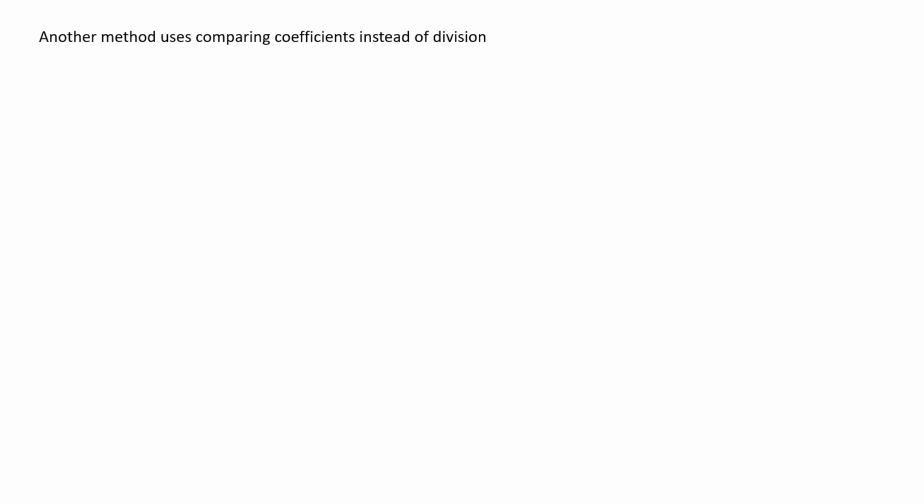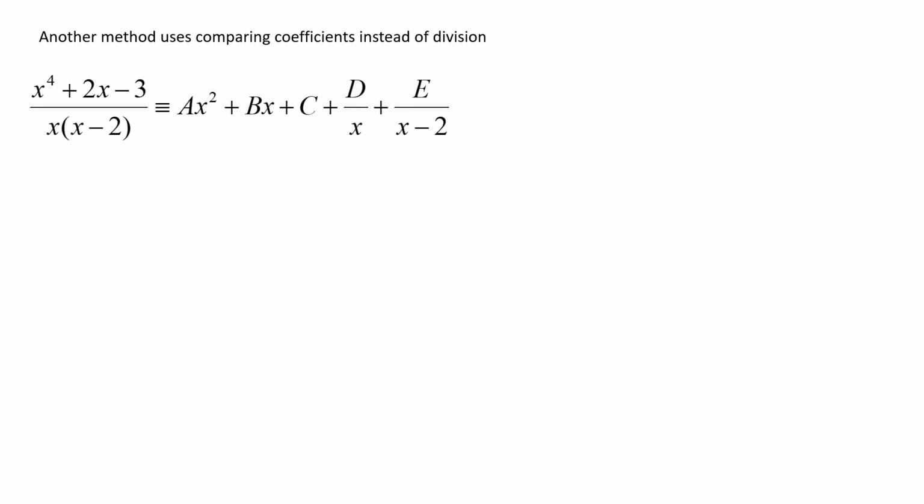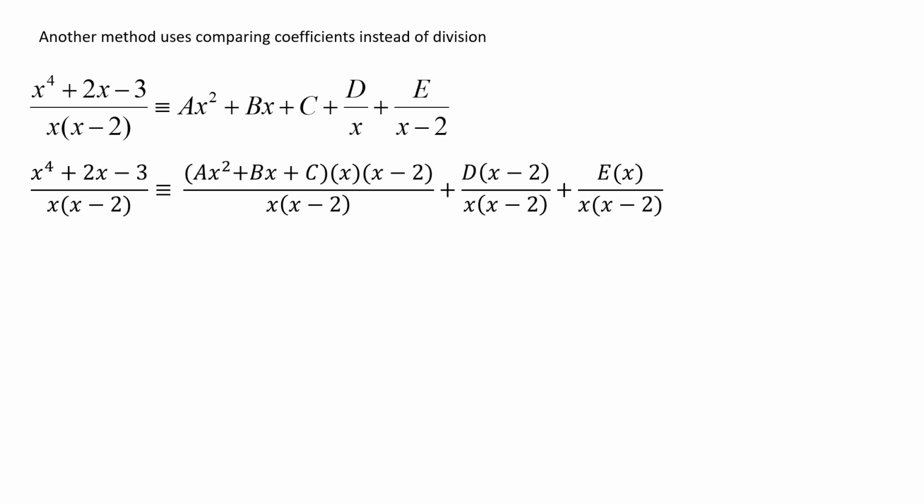So if you don't like division, there is another option, which is to compare coefficients, and I want to run through one example that uses that. Here's a question quite similar to what we had on the previous slide. We've got a quartic divided by a quadratic. We can give everything a common denominator right from the start.